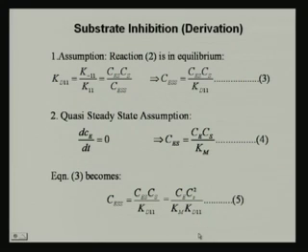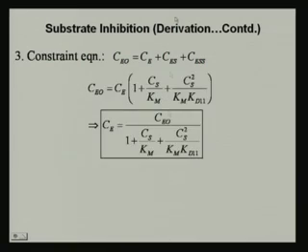So the next point would be the constraint equation. What would be my constraint? Equals CE naught. Fine. So CE plus CES plus CESS equals CE naught. The enzyme in the free form and the two complex forms equals CE naught. Now we can substitute back what we had in the other two equations. Once you substitute back, you get CE naught equals CE plus this term, or in other words, CE equals CE naught over this term. The denominator contains first order and second order terms of CS. Fine.